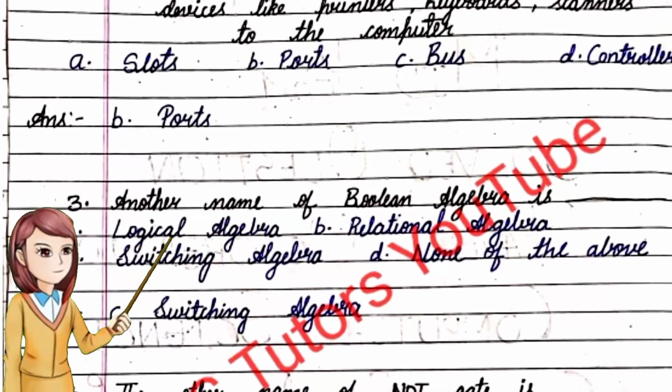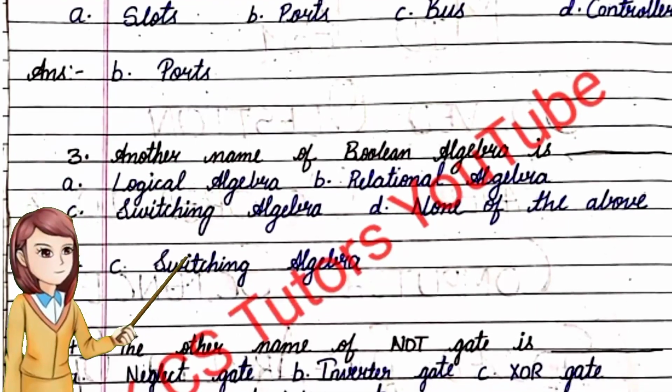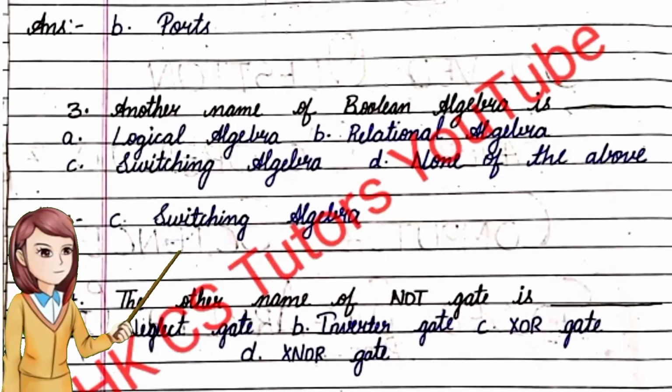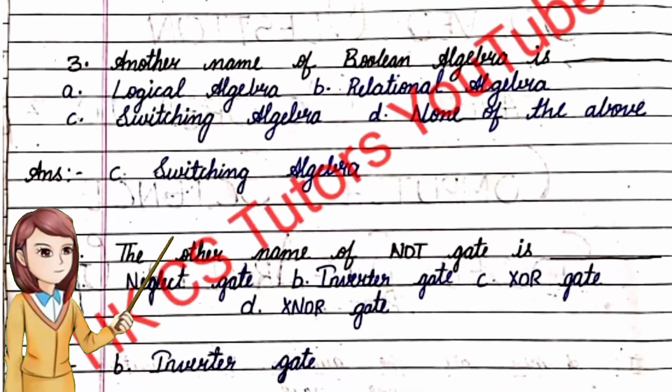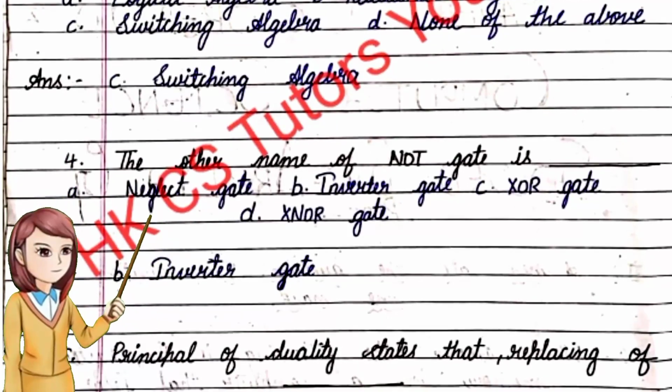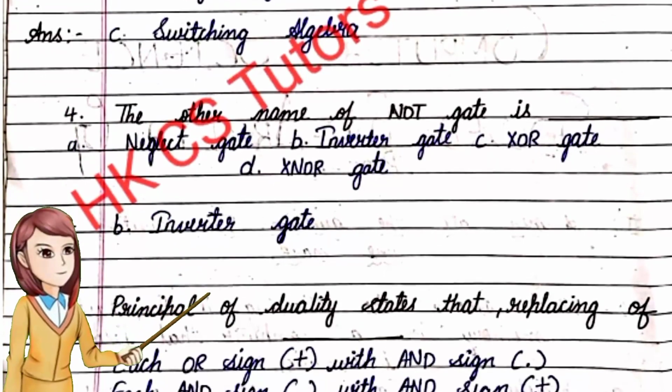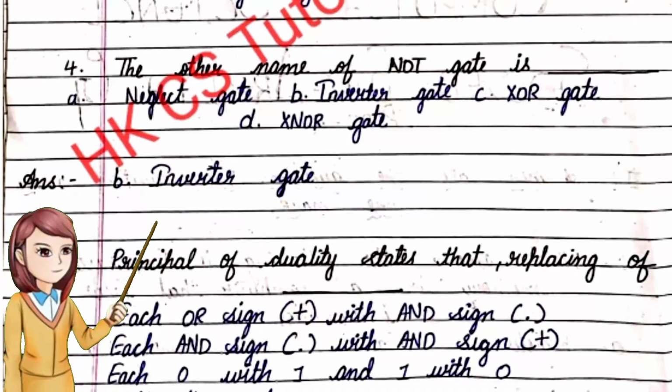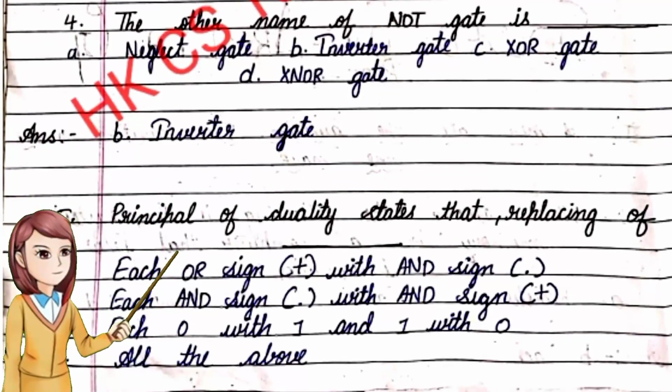Options are logical algebra, relational algebra, switching algebra, none of the above. The answer is switching algebra. Fourth question, the other name of NOT gate is? The options are negate gate, inverter gate, XOR gate or XNOR gate. The answer is inverter gate.